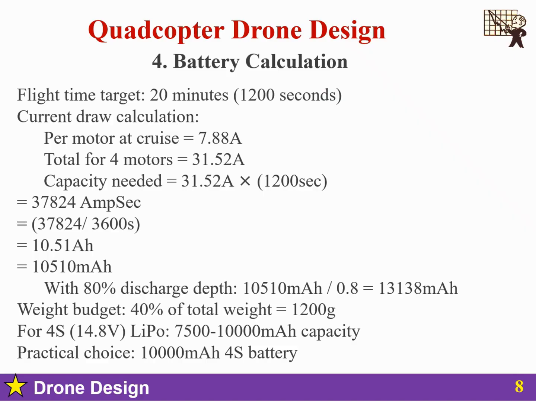After this, we have the fourth component, that is the battery calculations. Battery sizing also becomes more complex as we balance increased power demands with weight constraints and professional flight time requirements. Our flight time target is 20 minutes, that is 1200 seconds, longer than the 1 kg drone because professional applications require meaningful operational duration.